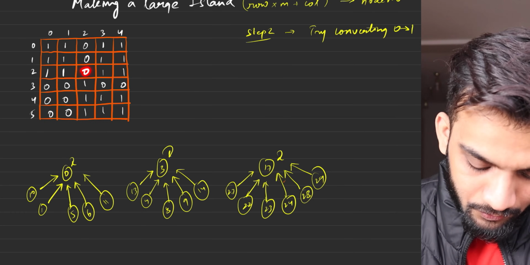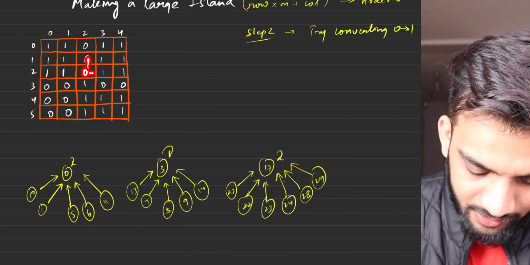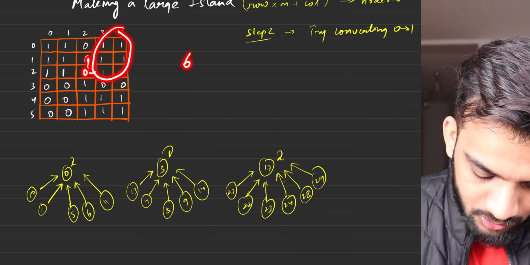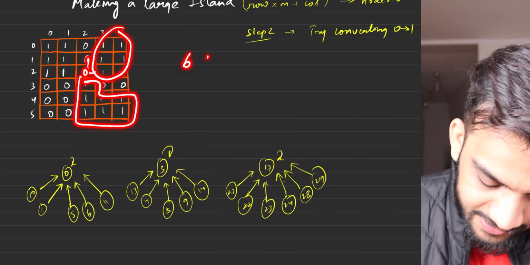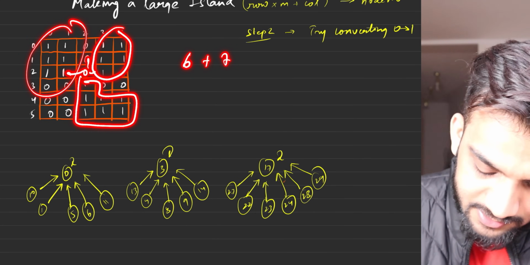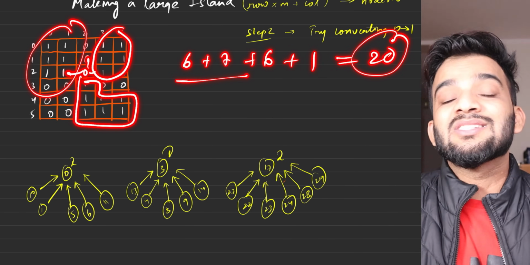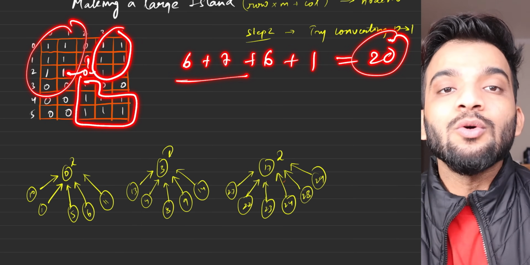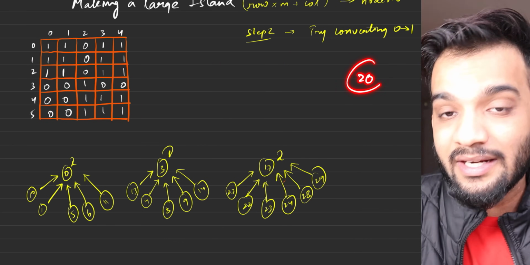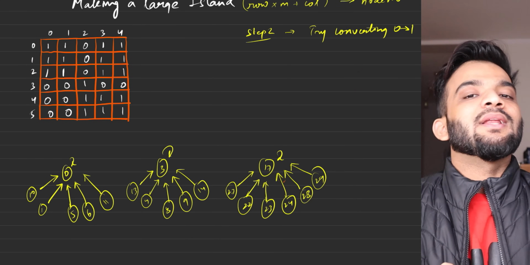So there is a 0. No one on the top. Over here, you get a size 6. On this, you get a size 7. On this, you get a size 6 and 1 for himself. So a total of 20. Similarly, you can go on converting every 0. And ultimately, you'll see 20 is the maximum that you will get.